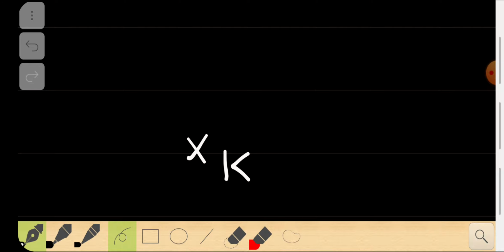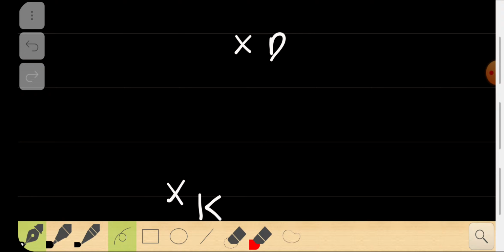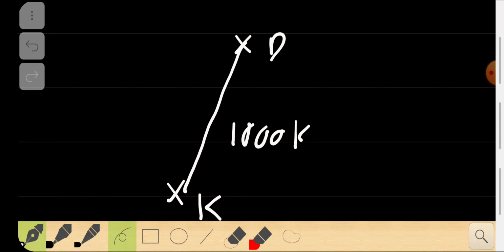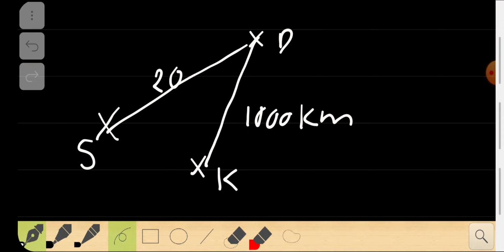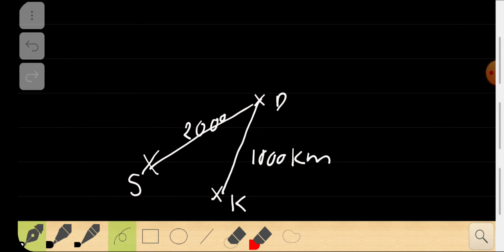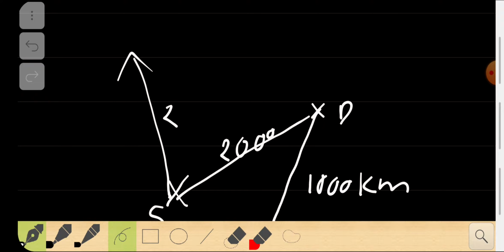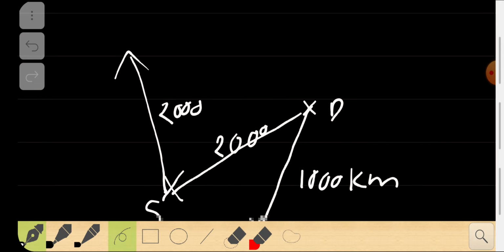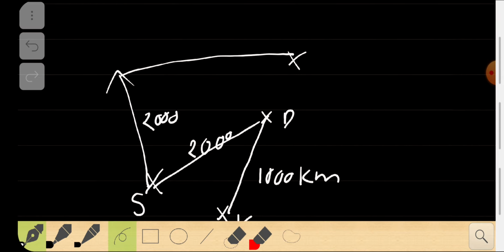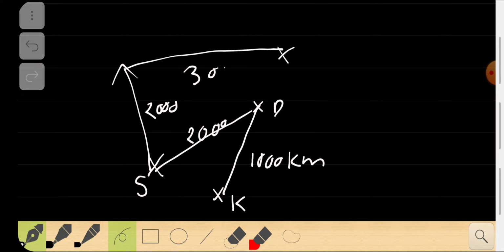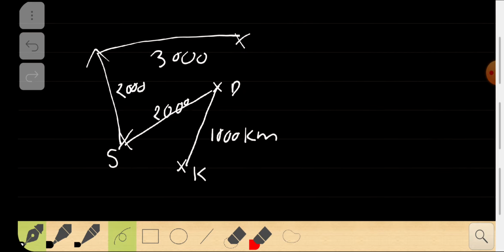Kochi in Kerala to Delhi. The distance between Kochi and Delhi is around 1000 kilometers, and from Delhi I'll go to Saudi Arabia, which is around 2000 kilometers from Delhi, and from Saudi Arabia I'll go to Britain, which is around 2000 kilometers from Saudi Arabia, and then from there I'll go to Moscow, right? Moscow is around 3000 kilometers from Britain, right?